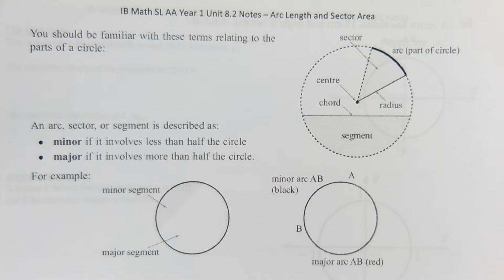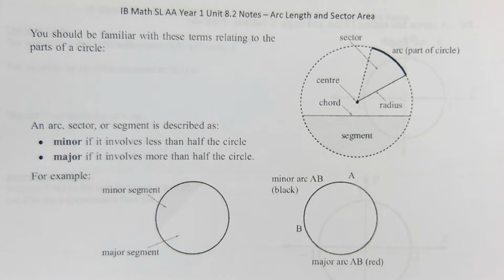Today we're going to be learning about arc length and sector area. So we started our trig unit, circular functions, yesterday, and we talked about angles, both in degrees and radians. And we're going to do some basic geometry today. Basic geometry. So things that you should already be familiar with, these words.